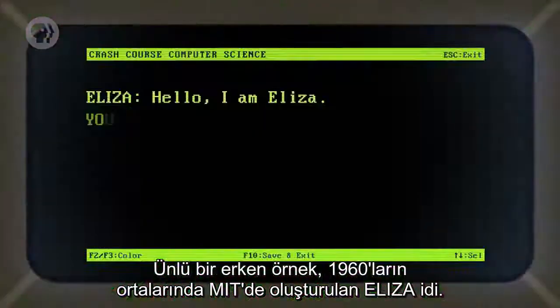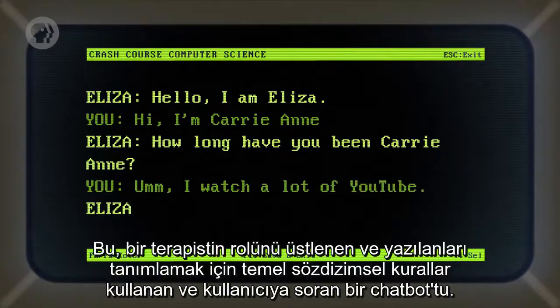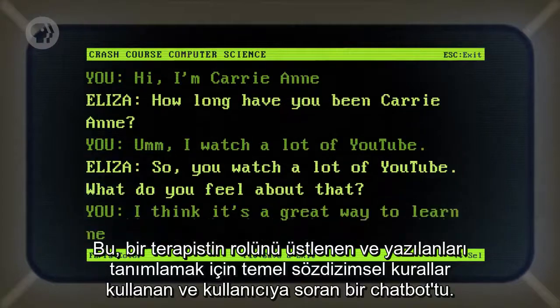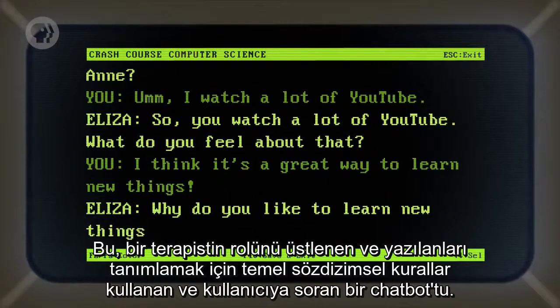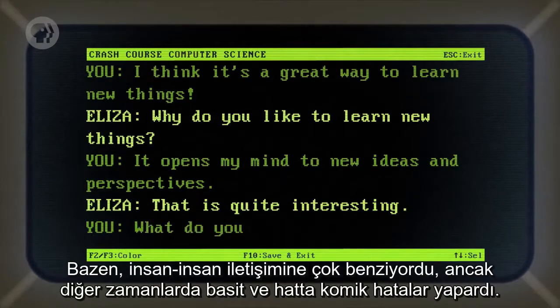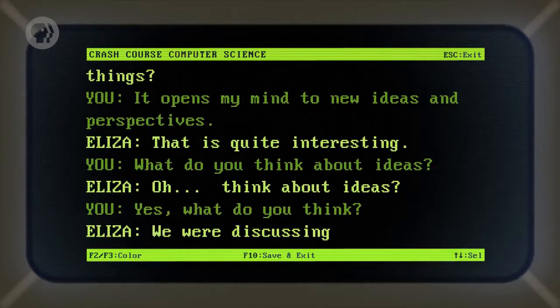A famous early example was Eliza, created in the mid-1960s at MIT. This was a chatbot that took on the role of a therapist and used basic syntactic rules to identify content in written exchanges, which it would turn around and ask the user about. Sometimes it felt very much like human-human communication, but other times it would make simple and even comical mistakes.